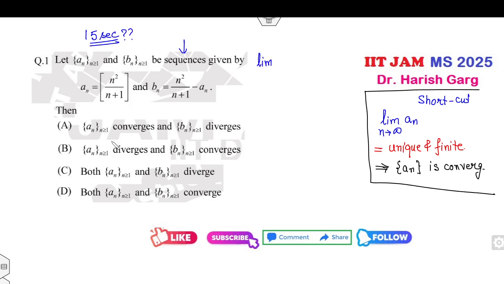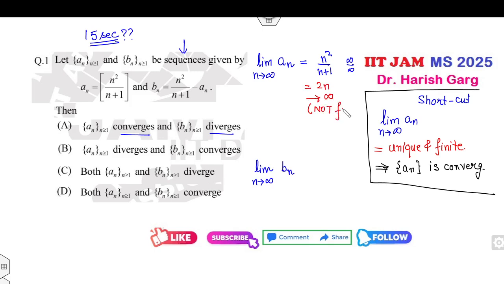So your target is to check whether a_n is convergent, divergent and so on. That means your target is to find the limit of a_n and the limit of b_n. So what is the limit of a_n? Clearly it is an infinity by infinity form. If I apply L'Hopital's rule, it gives 2n, which goes to infinity, which is not finite. If this is not finite, that means the sequence a_n is divergent. So the first option is cancelled, the last option is cancelled.